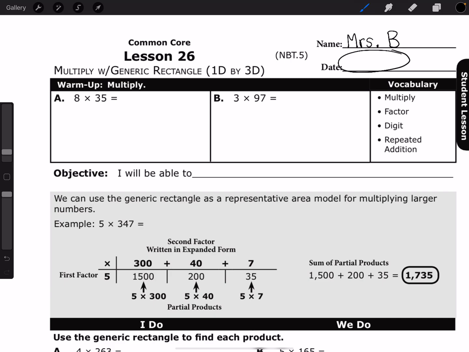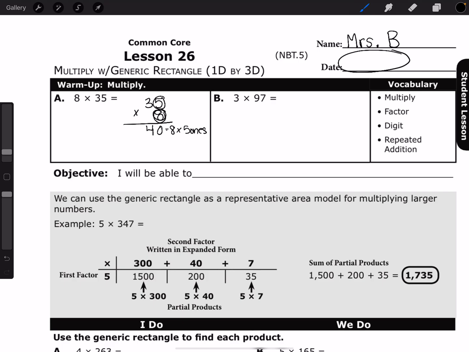All right, so our warm-up today, we're multiplying a 1-digit by a 2-digit number. And I'm going to take one of the ways that we have taught you in order to do this. So instead of doing an area model today, I think I kind of want to do that partial product. All right, so I know that 8 times 5 ones is going to equal 40.